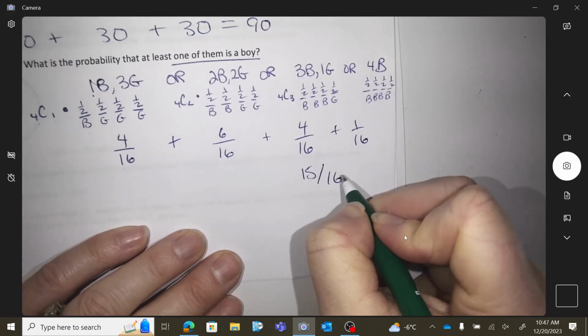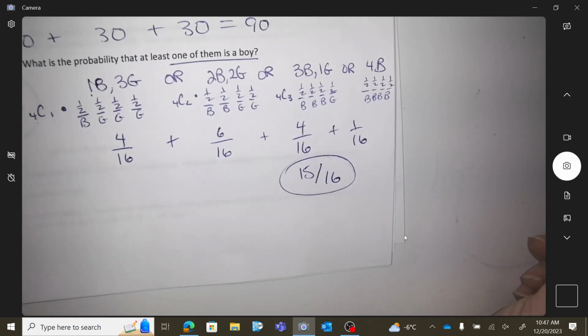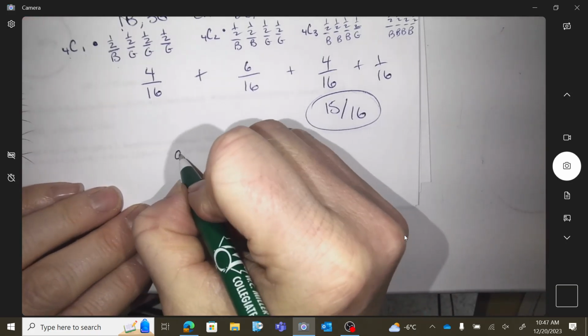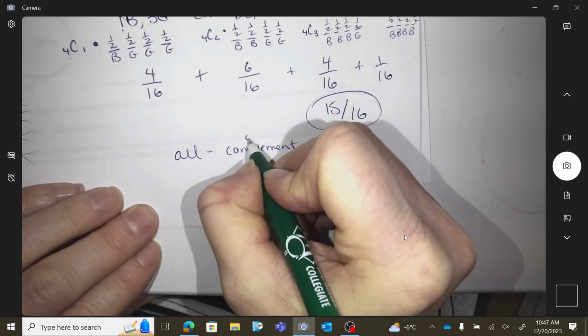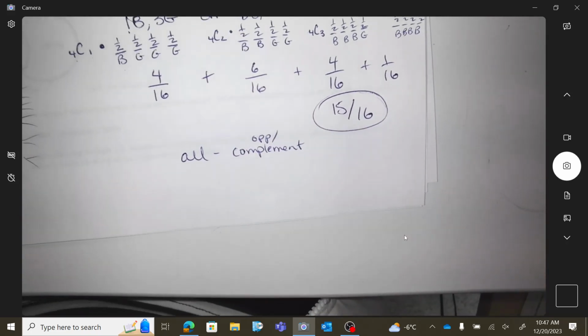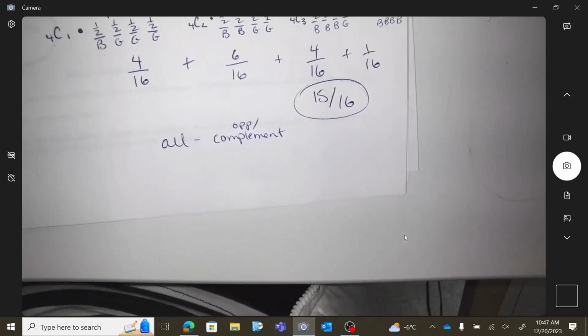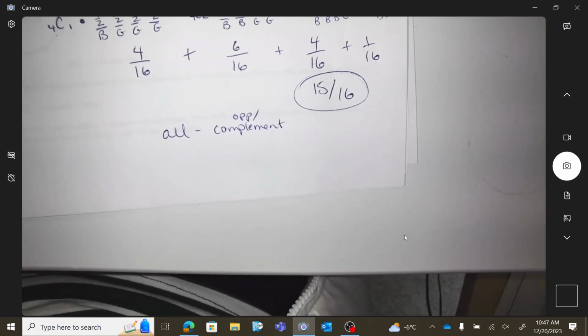Okay, and I'm going to quickly show you the other way, which I would have chosen, but if this makes sense to you, that's great. Okay, so again, the word complement means the opposite event. So all minus opposite event.